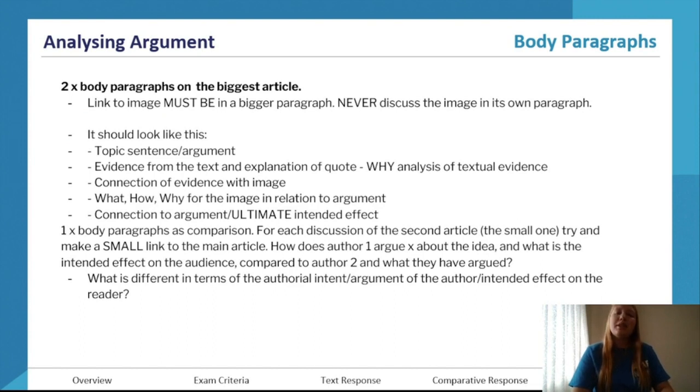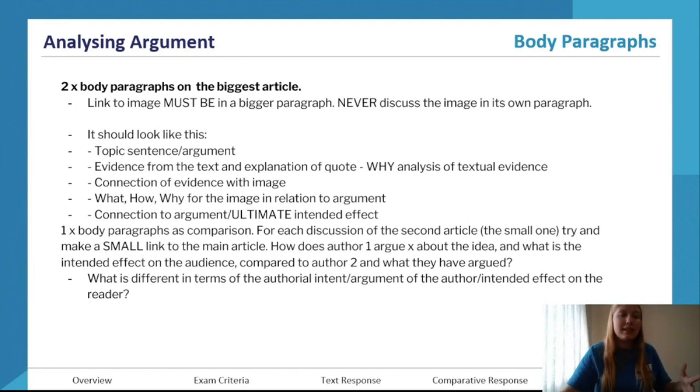So, assuming this is a comparative task, we'll try to have 2 body paragraphs on the biggest article, our main article. A link to an image when we're analyzing images must be in a bigger paragraph. If they're embedded in the text, we will never discuss the image devoting an entire body paragraph to the image. It should be in one body paragraph that has an argument. So it will be embedded along with other textual evidence relevant for that argument.